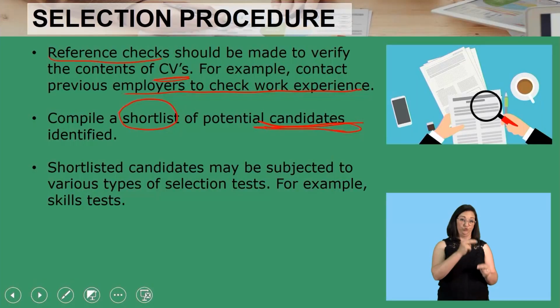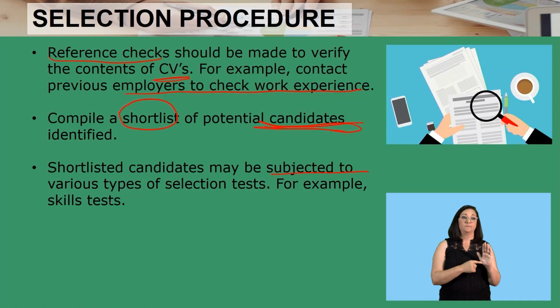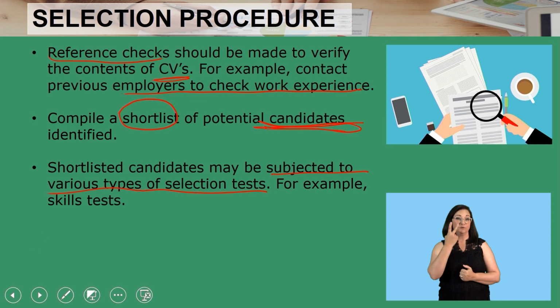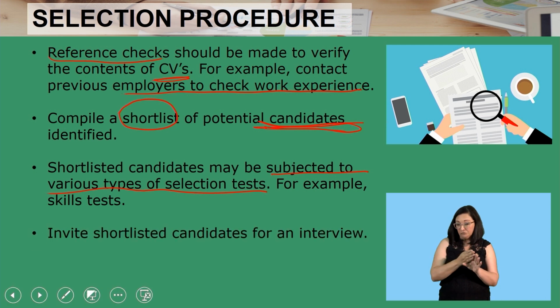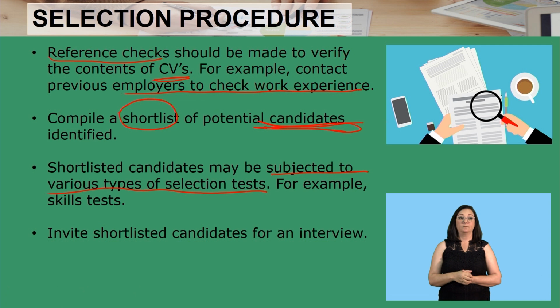Right, shortlisted candidates may be subjected to various types of selection tests. For example, the skills test, maybe we can call them, and then they maybe write a psychometric test or what. Then we invite these shortlisted candidates for an interview. Remember, we had 100 CVs that we've received. From the 100, we've shortlisted them up to maybe, I'm giving you just a number, maybe 5. From these 5, we have shortlisted them. We now need to call them for an interview.